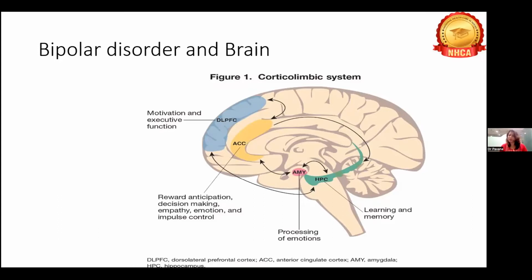Then the amygdala and hippocampus handle learning and memory. So this is the circuit. You can see the arrow marks all around here. They are all interconnected. Whenever we have to think about executive functioning, we have to know our previous memories, which have been stored there. Based on previous experiences and memory, we execute things. So these are all interconnected.